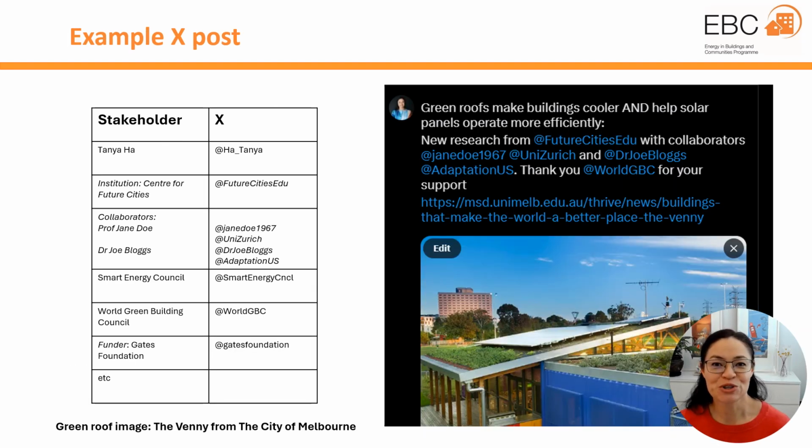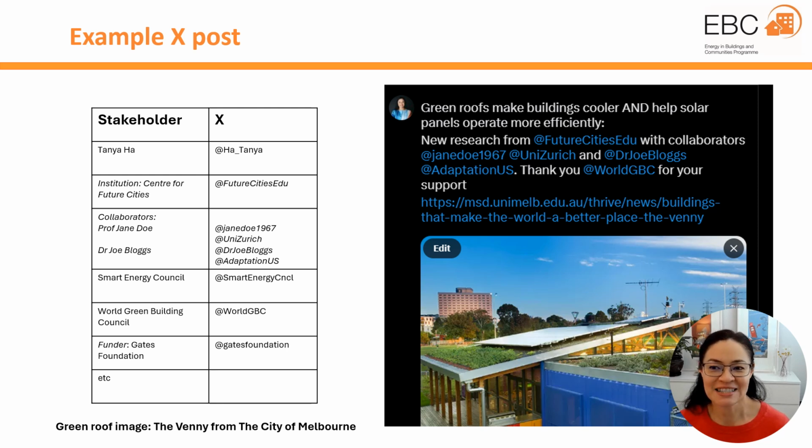Here is what I would do for X or for Blue Sky or other microblogs. I will write a very short, sharp and shiny post with a link to the story and a beautiful image, if I've got one, of a green roof that is doing the work of making the building below cooler and that has a solar panel on it so that people can see this vegetated roof along with a photovoltaic panel.